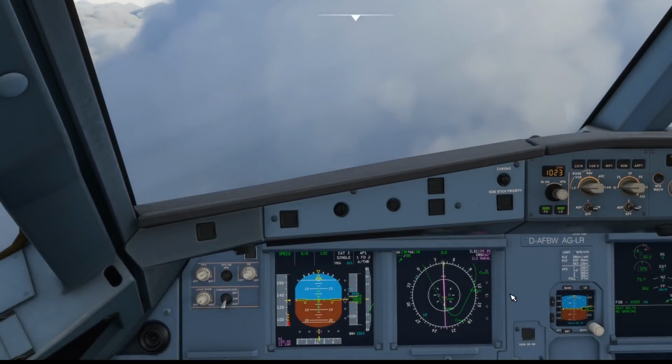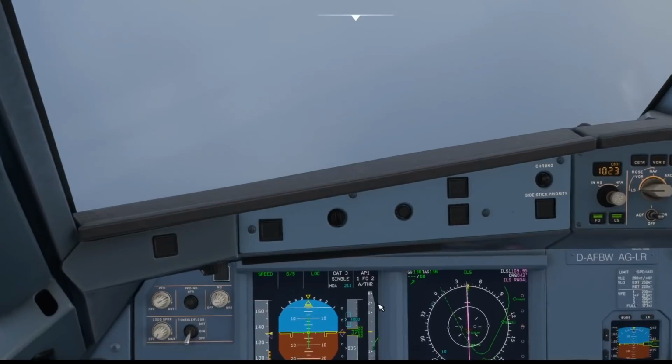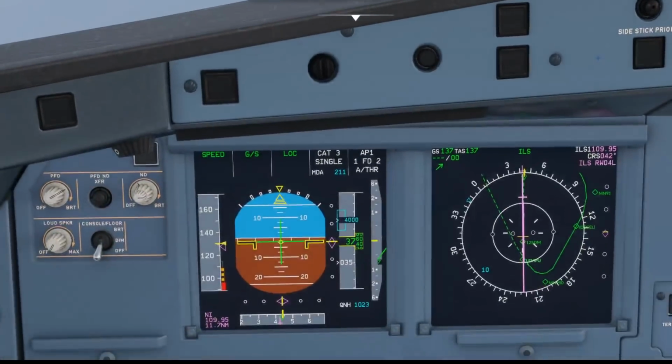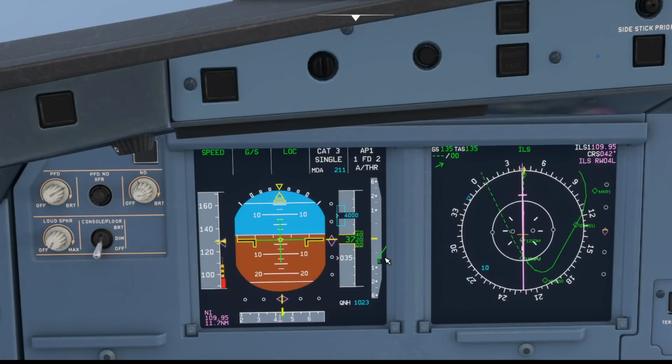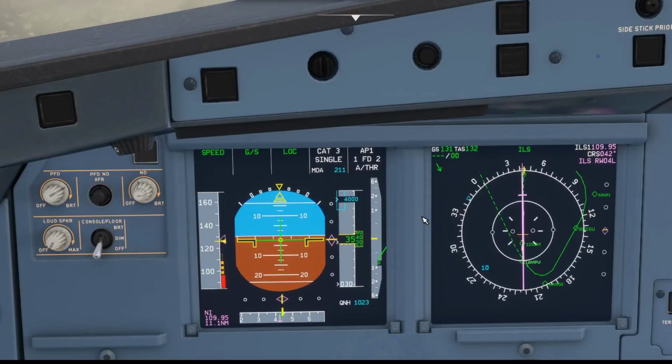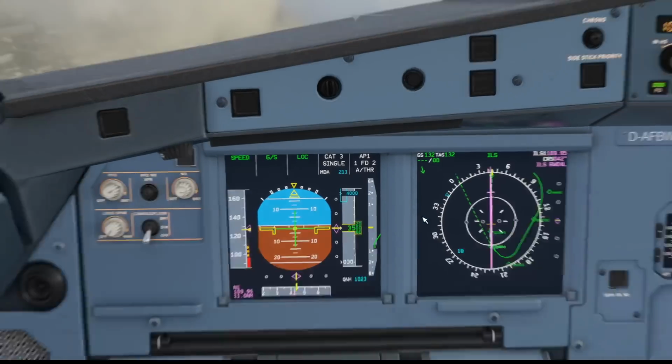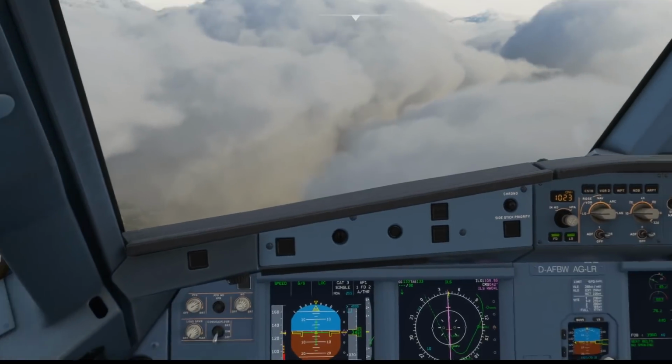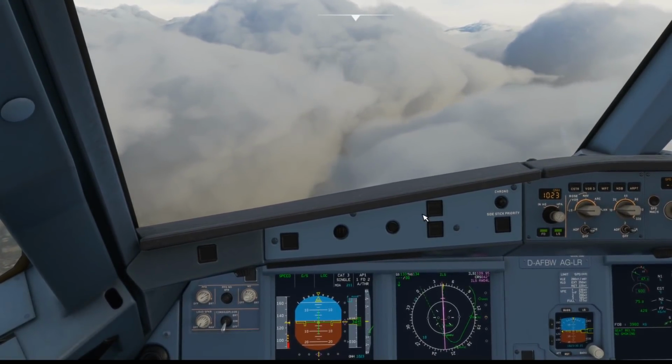Okay, so we're on profile. One of the things that you can start looking out for now is just look at the descent rate that we've got on our display here. So we're descending between 700 and 800 feet per minute, which is normal for a 3-degree glide slope. We're nice and slow. We're at our final approach speed. And this is looking like a good, stable approach.